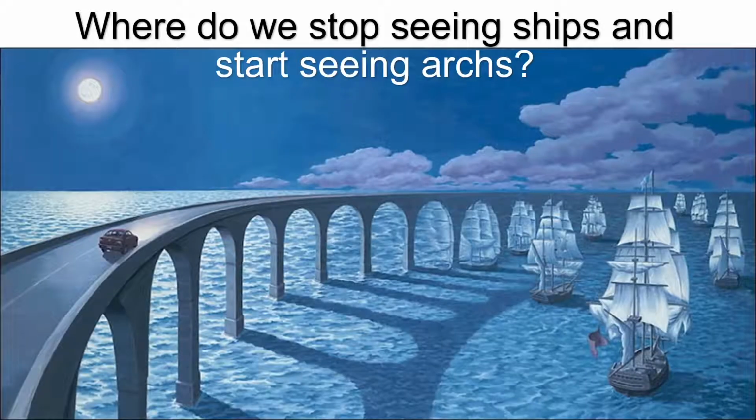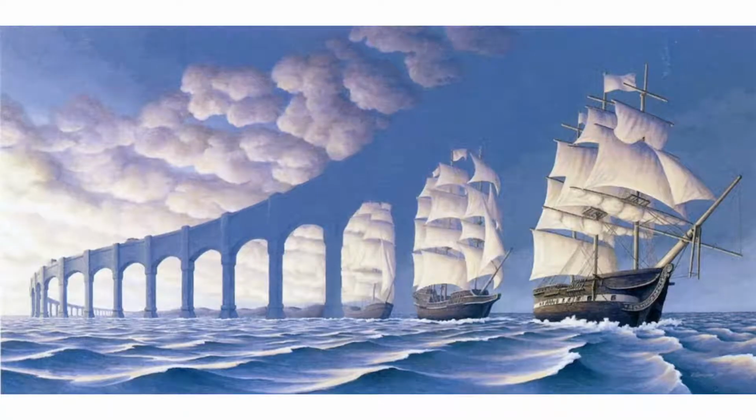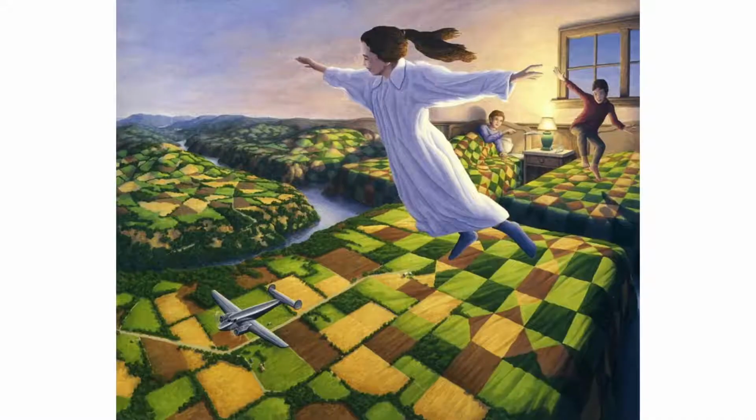Where do we stop seeing ships and start seeing arches? Try to figure that out. You can pause the video anytime and think about it for each picture that I'm going to show you. What about here? Where did you say there are no more boats on this picture? Here, you should notice there are two different categories of conception. And where do you draw the line between one and the other?